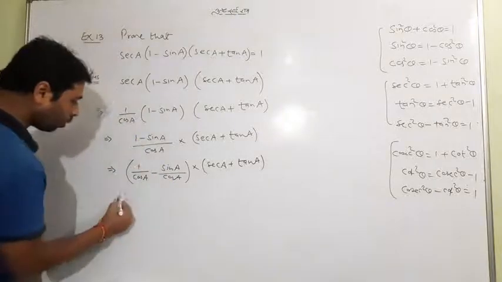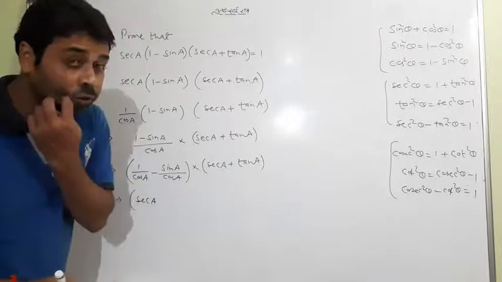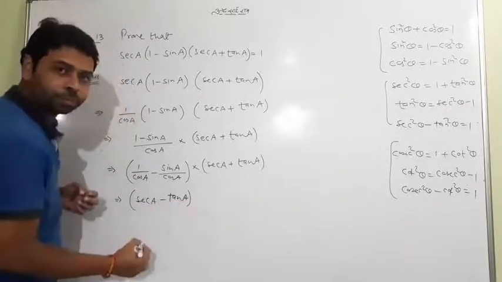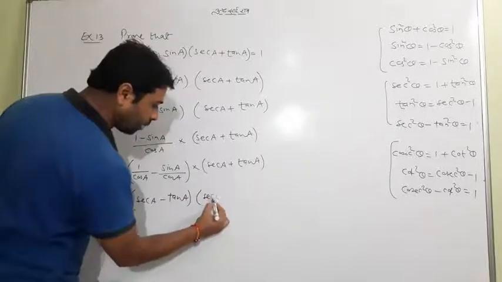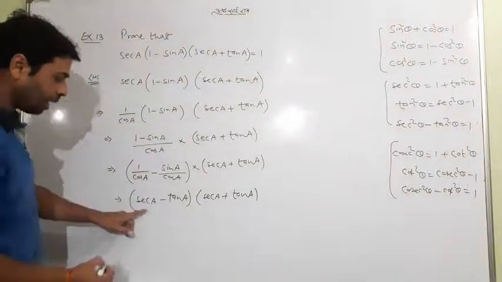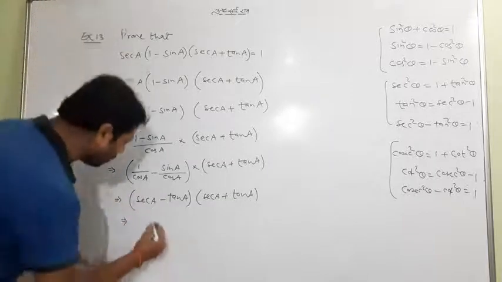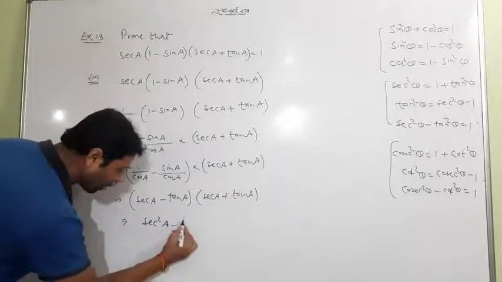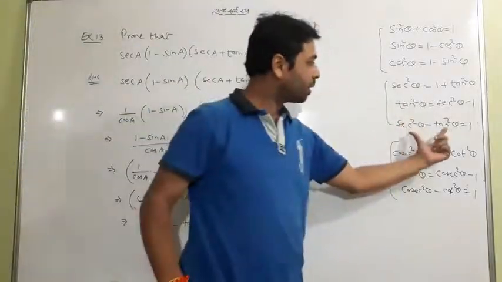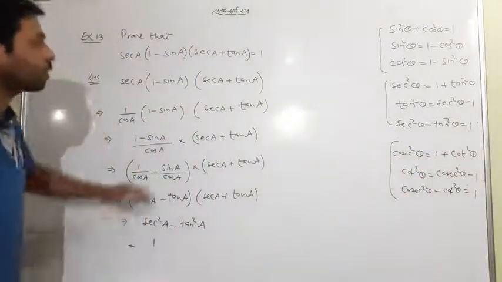Now, 1 by cos is equal to sec A. You know that 1 by cos means reciprocal of cos, and sine by cos means tan A. So it is sec A plus tan A. Ultimately, if you use (A minus B) into (A plus B) is A square minus B square, meaning sec square A minus tan square A will be there. Look at it, sec square A minus tan square A is 1. So this is answer 1. This is the right hand side.